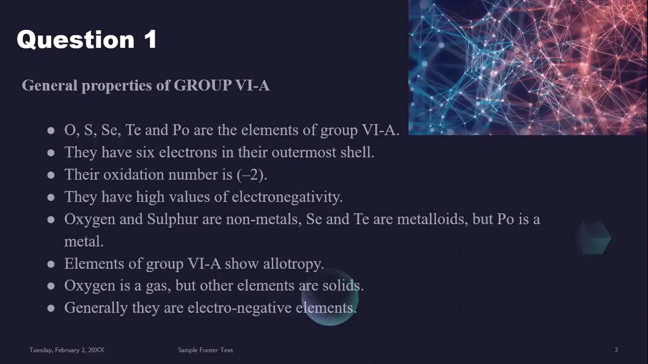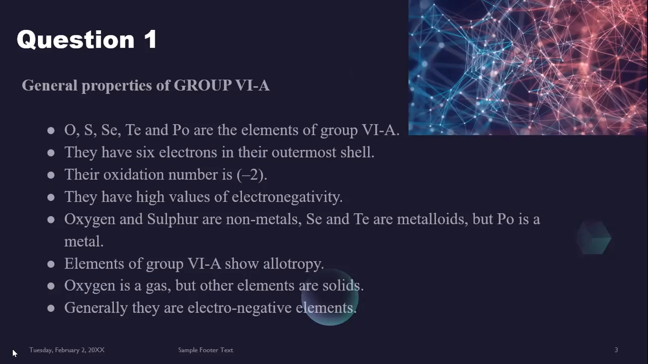Oxygen and sulfur are non-metals. Selenium and tellurium are metalloids, and polonium is a metal. Elements of Group 6A show allotropy. Oxygen is a gas, but the other elements are solids. Generally, they are electronegative elements. So, moving on to the formation of hydrides.